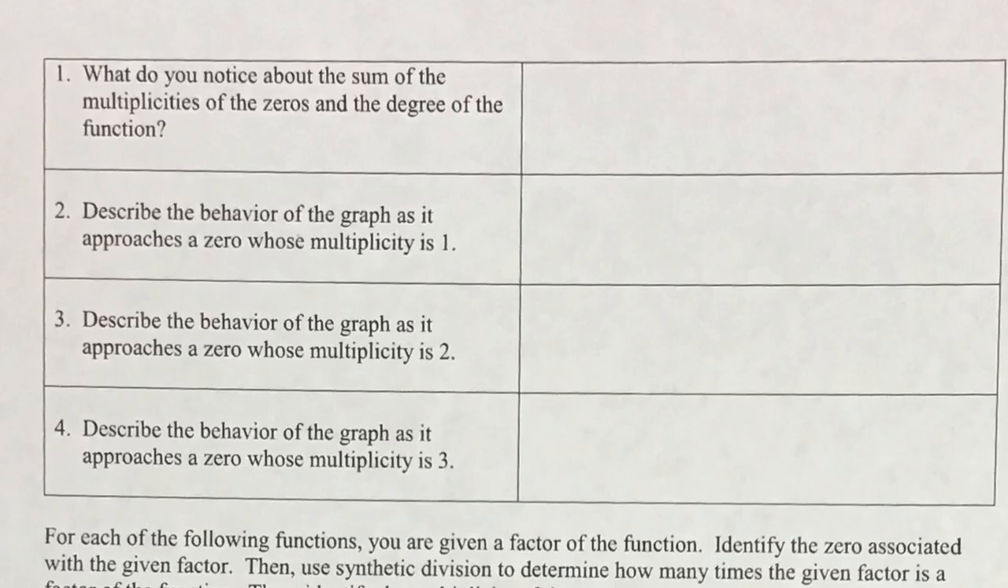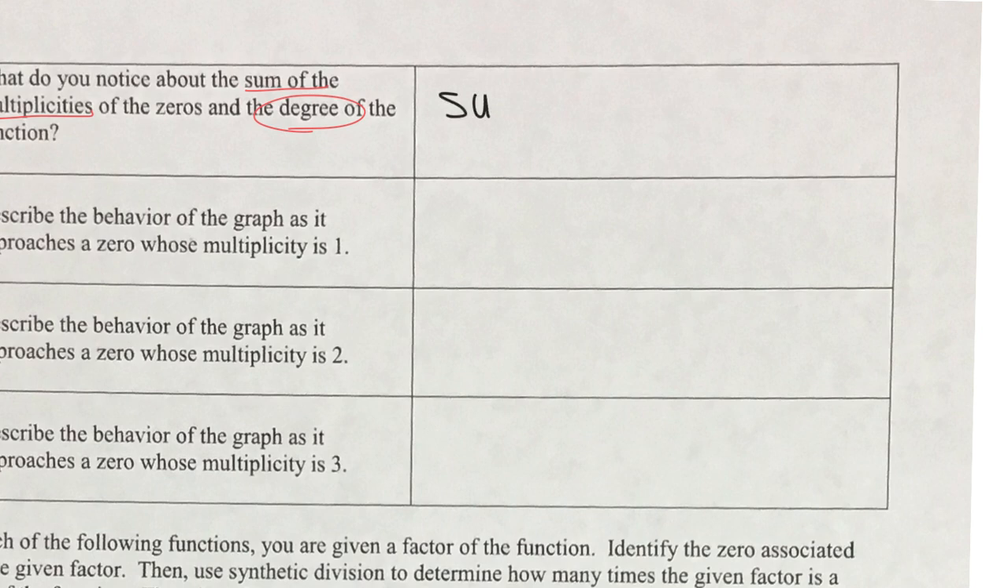The first question asks, what do you notice about the sum of the multiplicities and the degree? If you study this and look back at them, you'll find that the sum of the multiplicities is equal to the degree. If we add up all the multiplicities of your zeros, that would be the same as the degree of your polynomial.